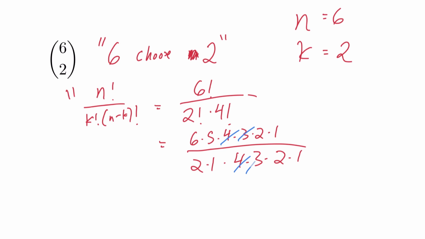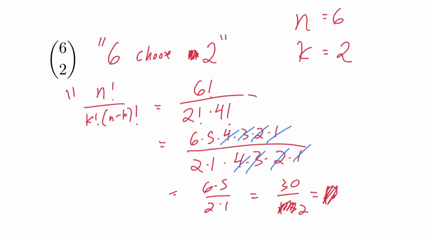So what I'll do now is I'll look for things on the bottom that I can cancel with things on the top. The 4's cancel, 3's, 2's, 1. And I'm left with 6 times 5 divided by 2 times 1. So 30 divided by 2. So 15.